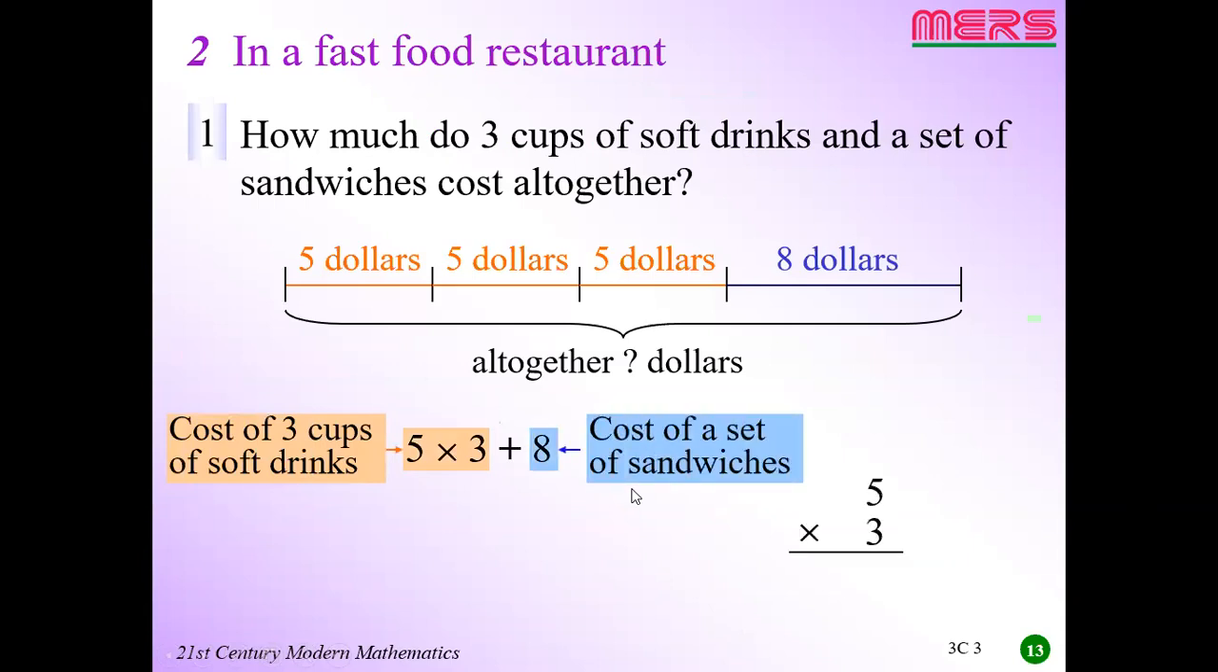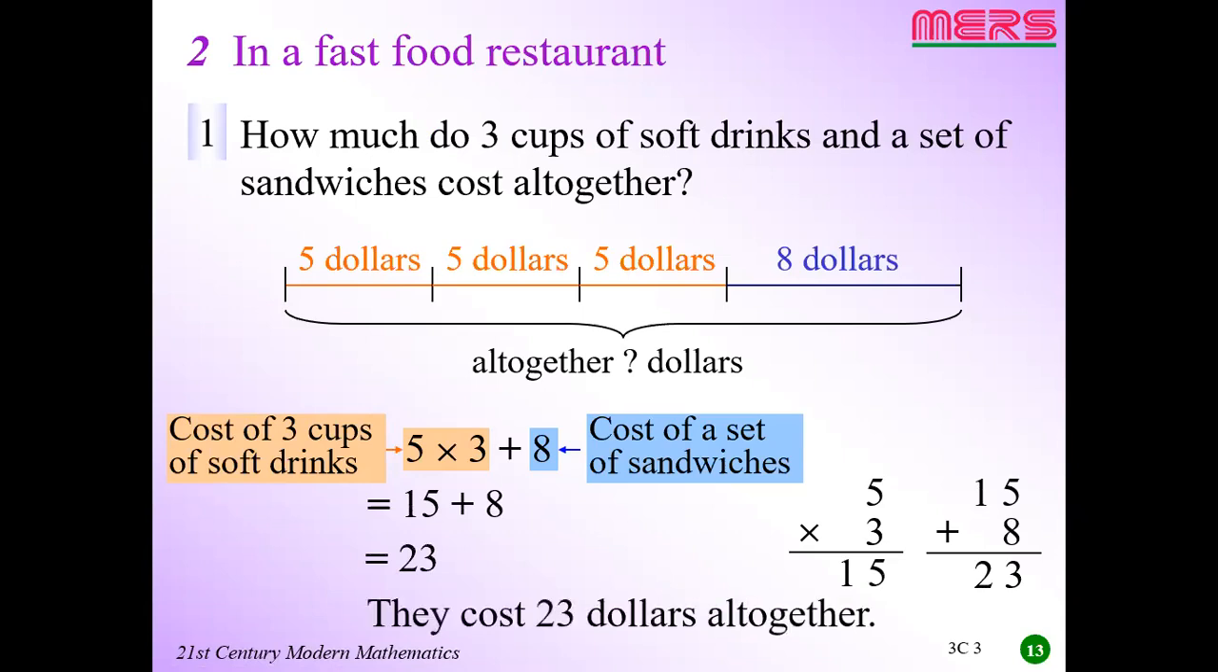So on your right-hand side, you can do the column form. The answer will be 15 plus 8. Another column form. Okay, the answer will be 23. They cost $23 altogether.